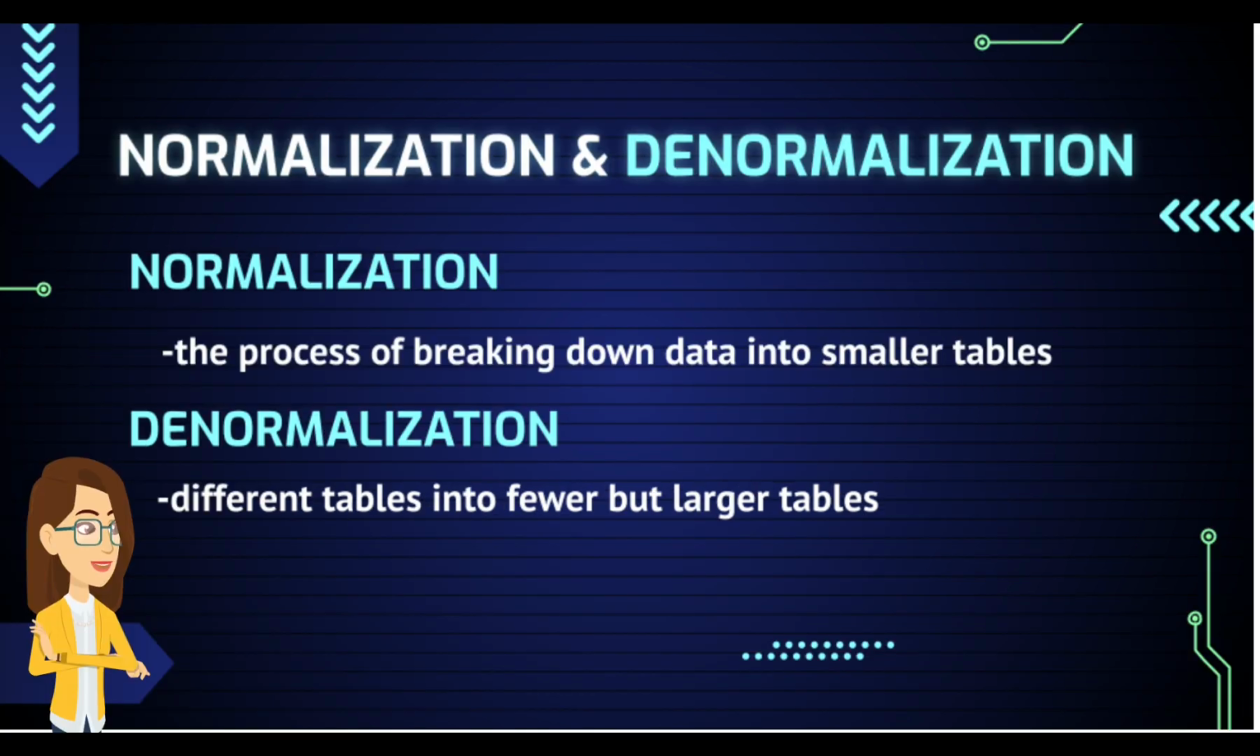The process of breaking down data into smaller tables so it is easy to manipulate them is called normalization. The opposite of it, which is to consolidate many different tables into fewer but larger tables, is called denormalization. It is safe to say that in a warehouse we follow denormalization, but there are proven techniques that we use to denormalize.